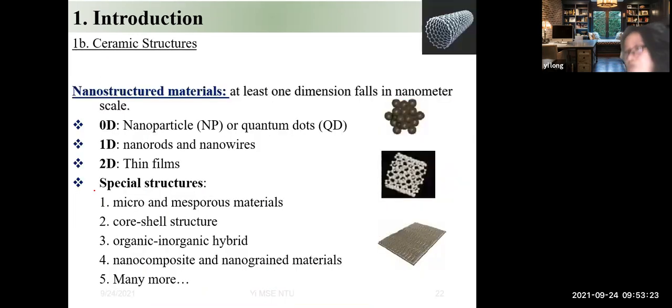Okay, so move to the third level. The third level is nanostructured materials. How can we define something as nanomaterials?